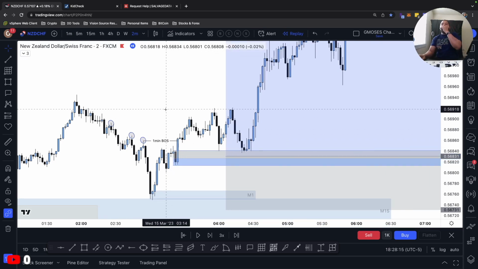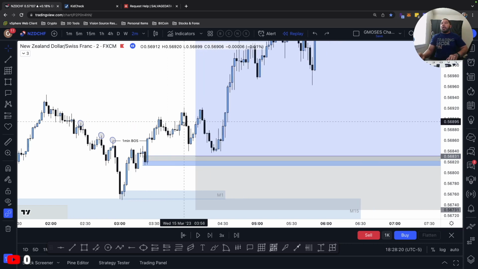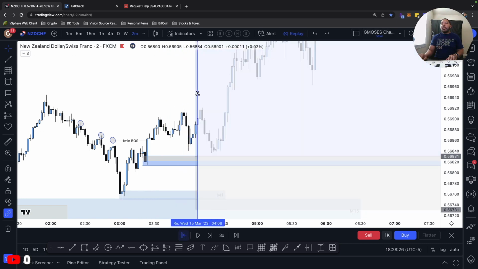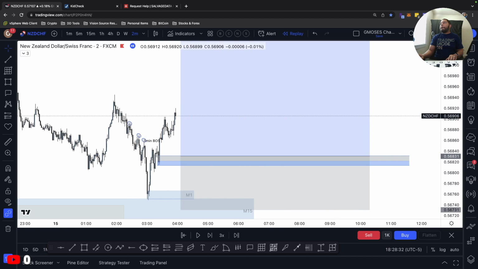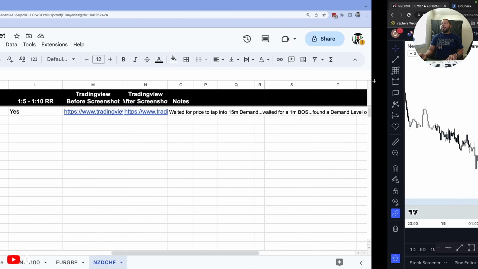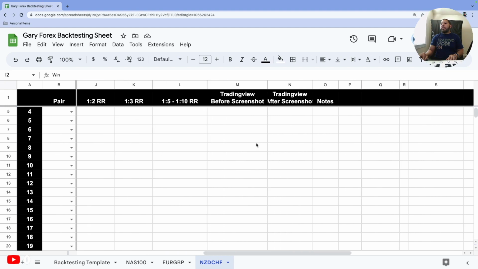So one of the things we need to note, oh, you know what? I actually did not take my picture. So let's bar replay this back to this area right quick. Price was right here. So let's take our snapshot first. I'll make sure we don't forget that. So this is our second trade.